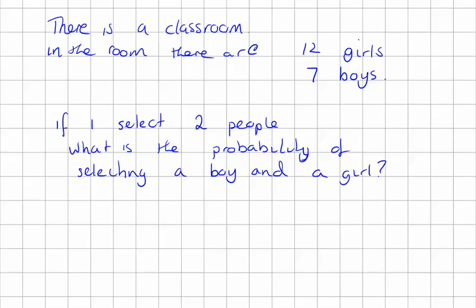What would be the probability that I select a boy and a girl? Not 2 boys, not 2 girls, I have a boy and a girl. You need to work out the probability that I have a boy and a girl. 19 in total. So, careful what you say again.